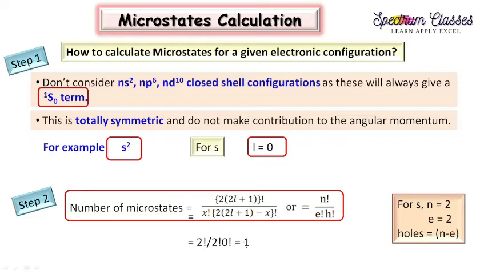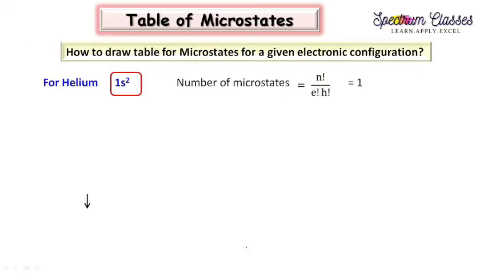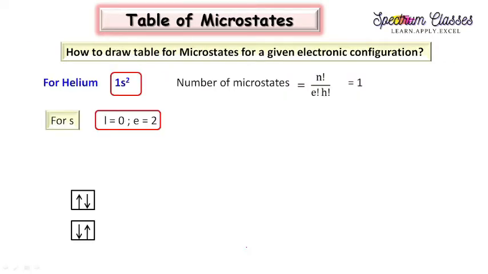So this S2 configuration has 1 microstate. How can one write it? This S2 configuration can be written like this: one electron in the upward direction and the other in the downward direction, or the first one in the downward direction and the second one in the upward direction. Only these two states are possible for this S2 configuration. So now we are going to calculate the capital ML.